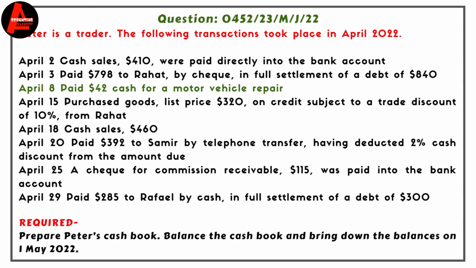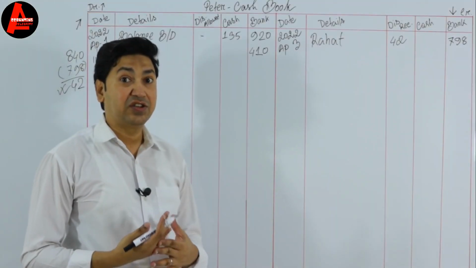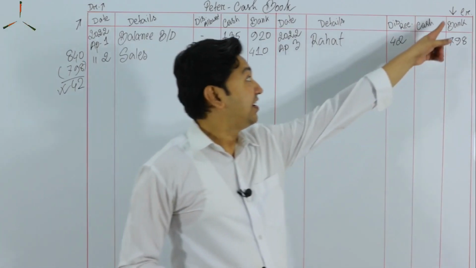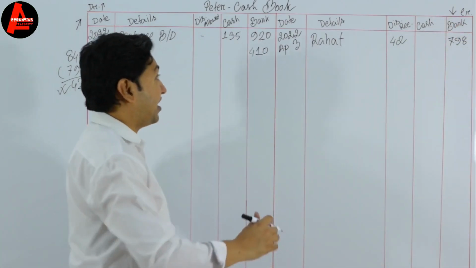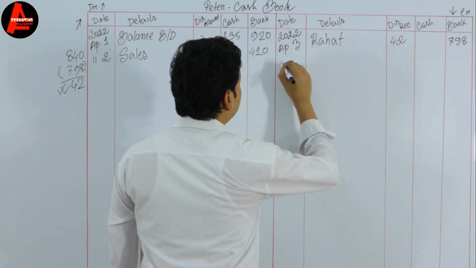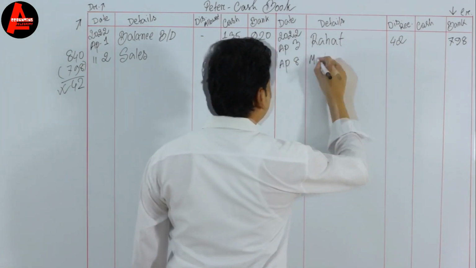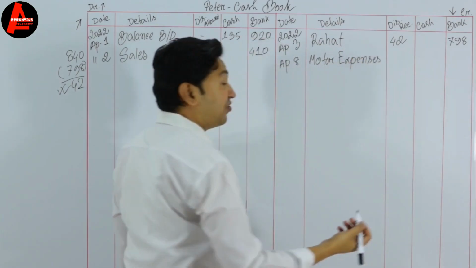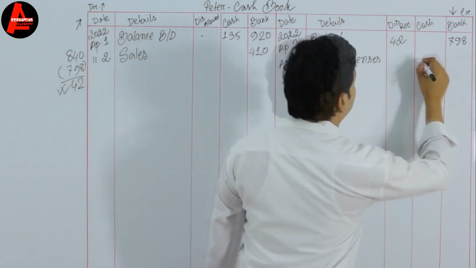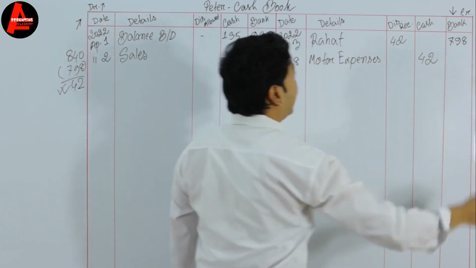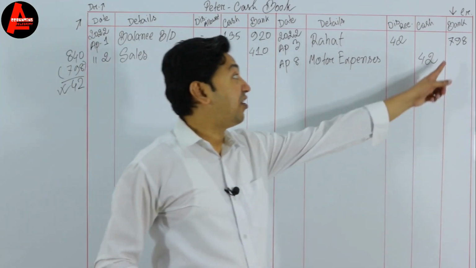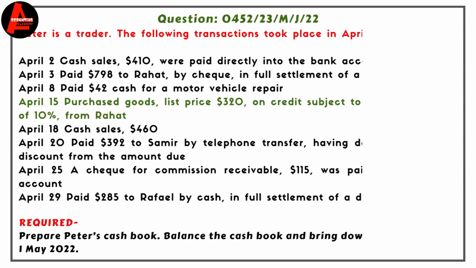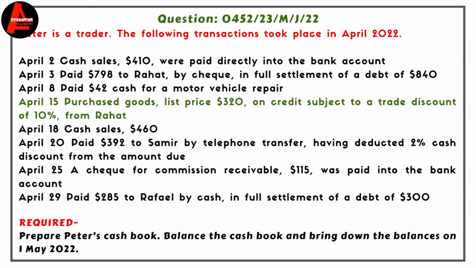Okay, so we have our next transaction, which is number 8, means April 8. Paid $42 cash for the motor vehicle repair. It is paid in cash, so our cash balance will be decreased, right? So we will write on the credit side. We will write the date first, April 8. We will write here motor expenses $42. We will write on the cash column, right? As it is paid in cash. If it is paid by check, then we would write on the bank column. Okay, so be careful.